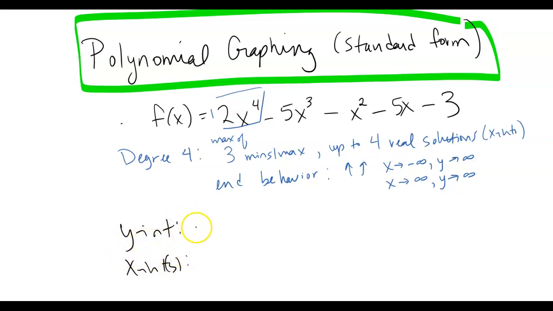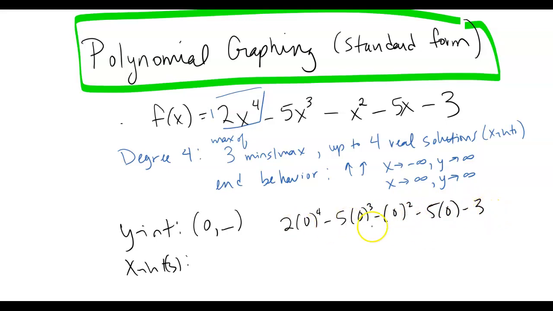To find a y-intercept, remember, if you're on the y-axis, your x value is 0, and you're trying to find the y. If you think of it as a coordinate, it should trigger you to take that 0 for x, and you can literally just plug it in. So it's 2 times 0 to the 4th minus 5 times 0 cubed minus 0 squared minus 5 times 0 minus 3. When you math that out, you get negative 3. So I know this graph is crossing at (0, -3).